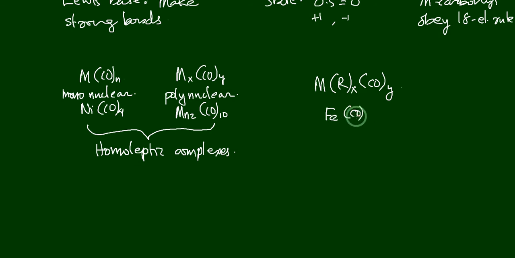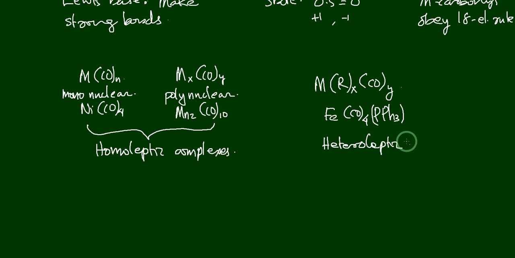Fe(CO)4 PPh3, Fe(CO)4 PPh3. Triphenyl phosphane ligand is there. Okay, this is the triphenyl phosphane ligand, so here R is Ph3. So a mixture of ligands is there in this complex, and such complexes are called heteroleptic complexes.